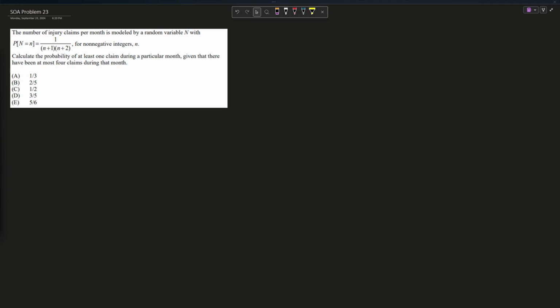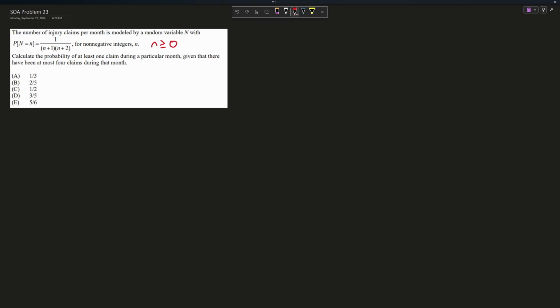It states the number of injury claims per month is modeled by a random variable N with P(N = n) equal to 1 over (n + 1)(n + 2) for non-negative integers n. So this is the same thing as saying n is greater than or equal to 0.